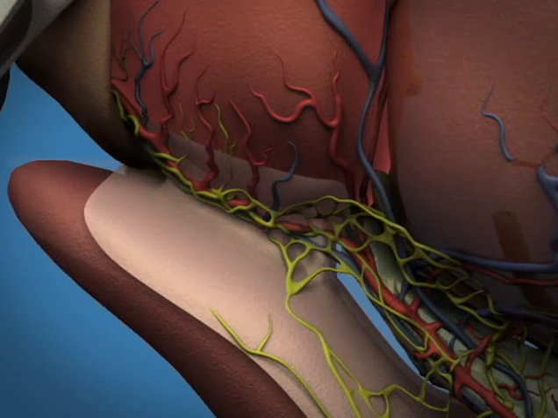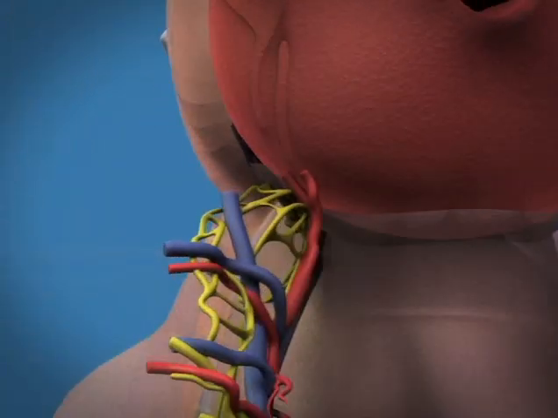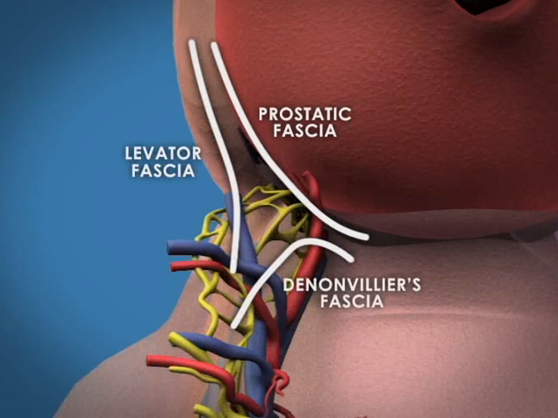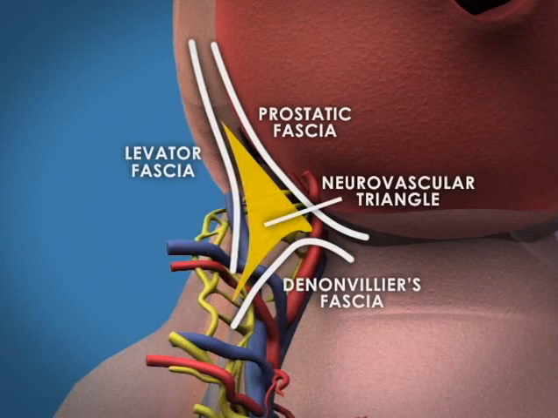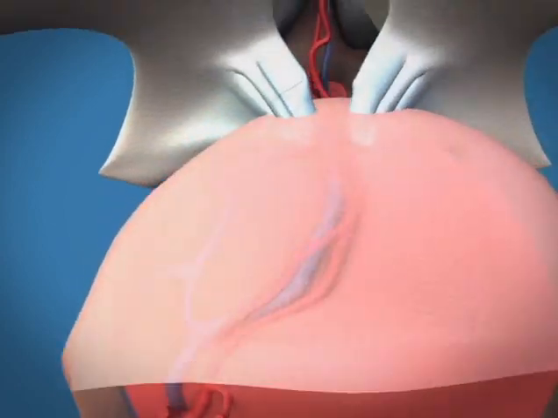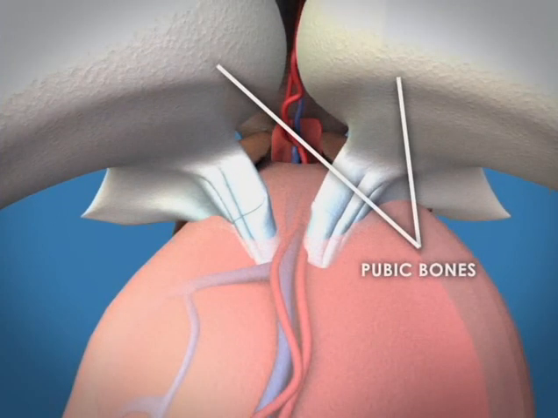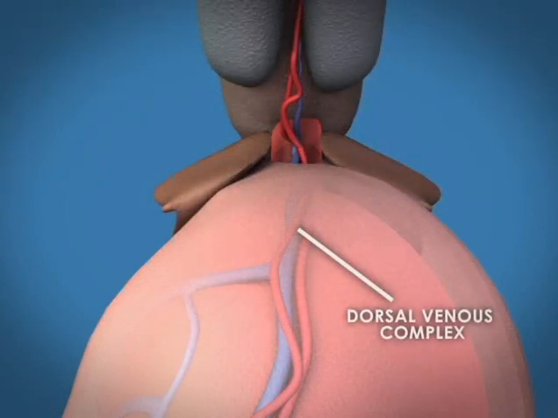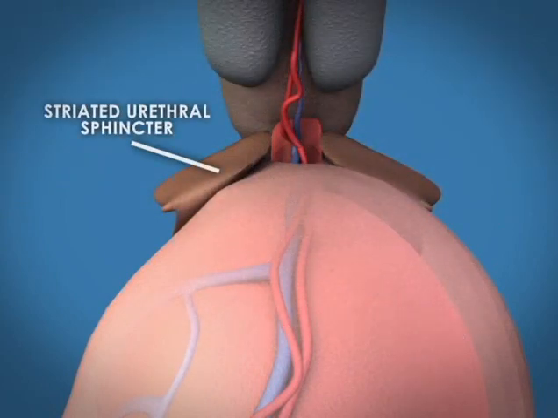The neurovascular plate coalesces to form the neurovascular bundle, the complex of nerves and blood vessels on the posterolateral aspect of the prostate. The neurovascular bundles lie on each side of the prostate, between the prostatic fascia and the levator fascia. On the bottom, they're bounded by Dunouvillier's fascia. The space in which the bundles are located is the neurovascular triangle. Moving to the apex of the prostate, we can see the pubic bones and puboprostatic ligaments, the dorsal venous complex, and the striated urethral sphincter.